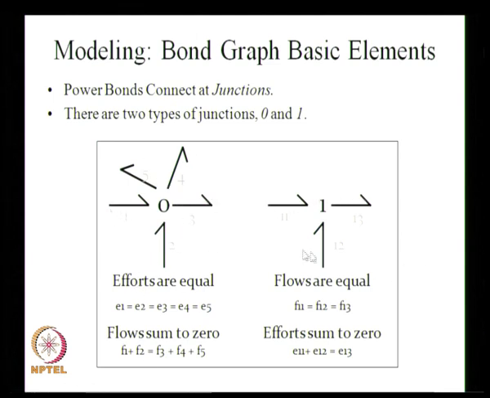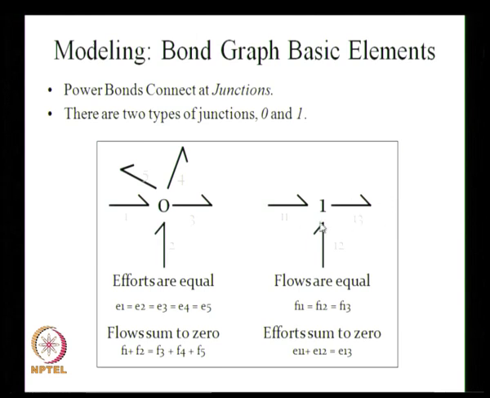Then you have another junction called the 1 junction. The difference between 0 and 1 is that 0 is a common effort junction, but 1 is a common flow junction. Here the flows in these 3 bonds, 1,1, 1,2 and 1,3, are all equal. So F11 is equal to F12 is equal to F13. All the flows are equal here and the efforts sum to 0. You can see 1,1 and 1,2 are coming to this junction and 1,3 is going out. So E11 plus E12 is equal to E13. That is the 1 junction.